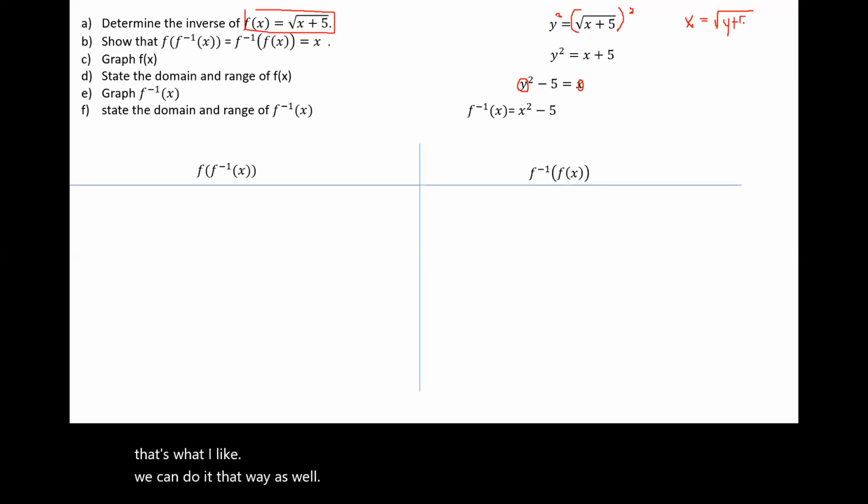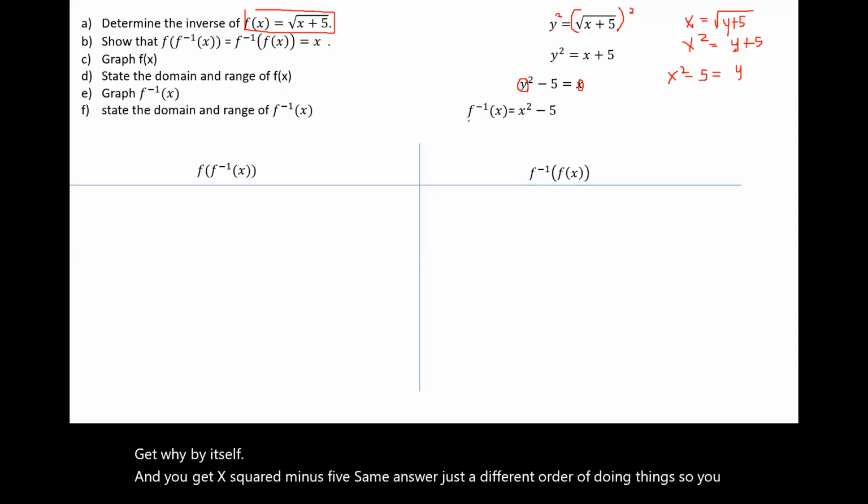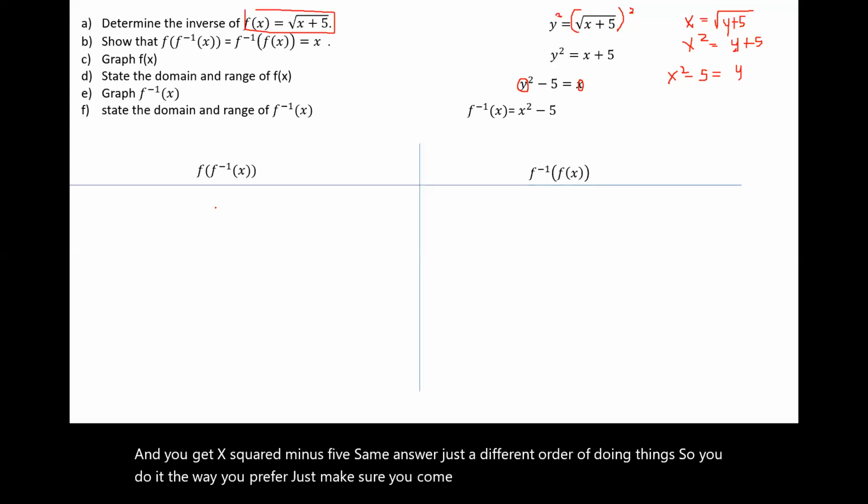Okay, so square both sides. We'd have x squared equals y plus 5. Get y by itself, and you get x squared minus 5. Same answer, just a different order of doing things. So you do it the way you prefer. Just make sure you come down to the same answer. Okay, let's see if we can do these.